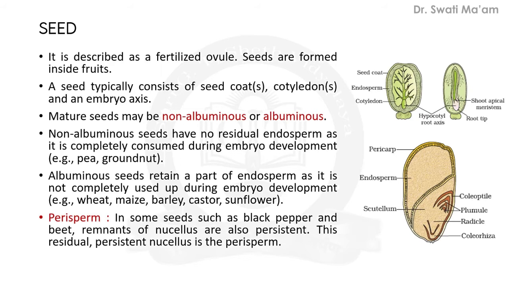In all the angiospermic plants, the seed is the final product of sexual reproduction. The whole of the chapter we have learned in detail, and now the final product is a seed, the development of seed. So it can also be described as a fertilized ovule. And seeds are always found inside the fruits.